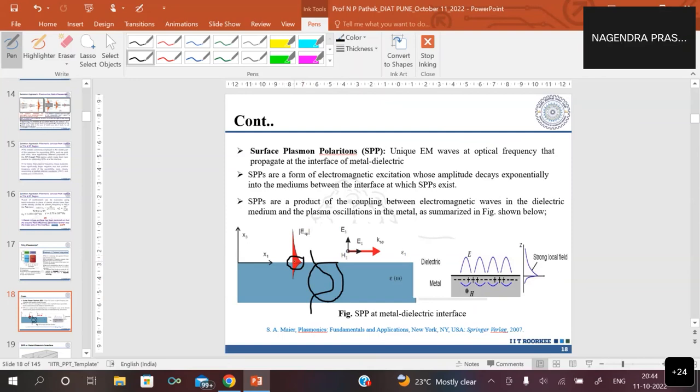And this mode can only be excited with the help of a TM polarized wave. So only a TM wave can excite this mode. While in the case of graphene, it is seen that both TE and TM are possible, but otherwise this is TM. While in the case of any other dielectric guides, there is no such restriction. You can have either TE or TM, both are possible. Is it clear? Yes, sir.